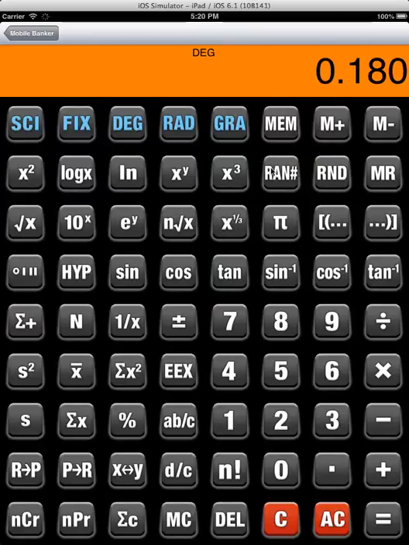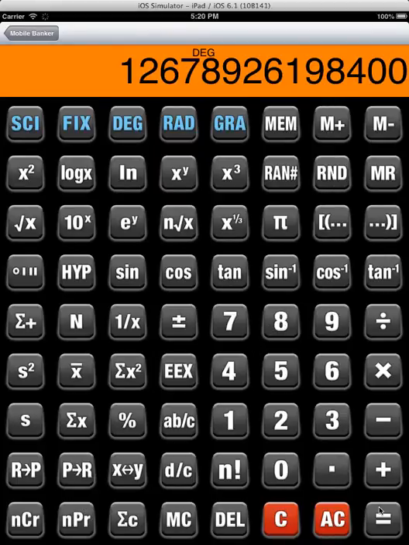Here's a random number. We want to save the data into the memory. We want to add into memory. We want to read from memory, and say subtract from memory, and memory clear. Now, to perform NPR, say 45 NCR 8 equals this. So 45 factorial, 47 and 9, that becomes that.